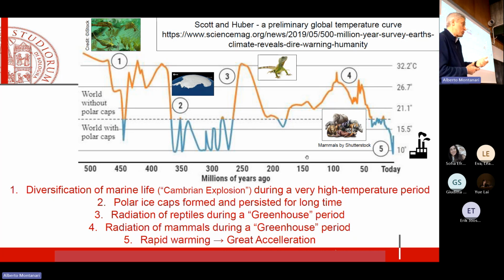But of course, evolution of the whole ecosystem, diversification of living species may also mean that some part of these living species, some selected species, may go to extinction. So number 2, polar ice cap formed and persisted for a long time.